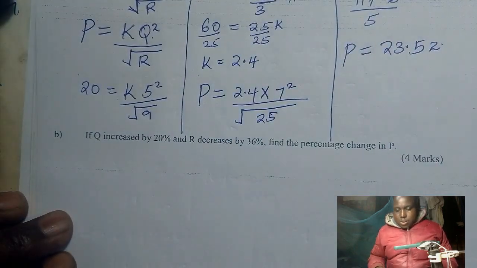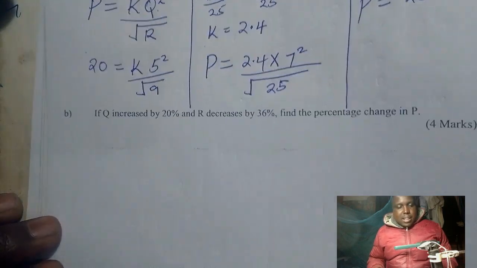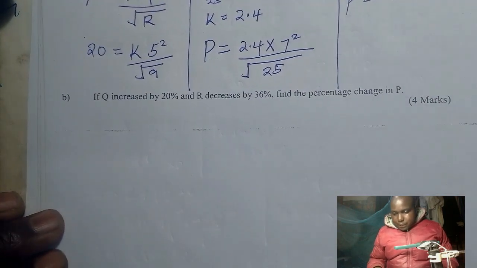If you have a problem in variation, please revise. Go back to Form 3 and revise. It's a very important topic.